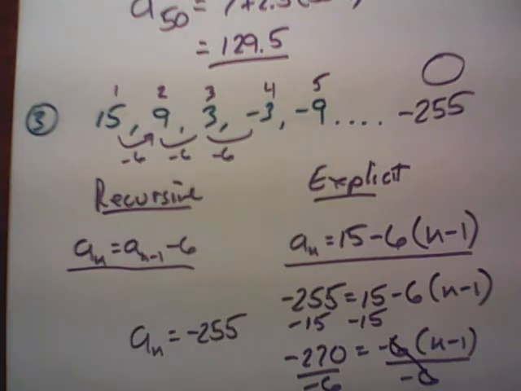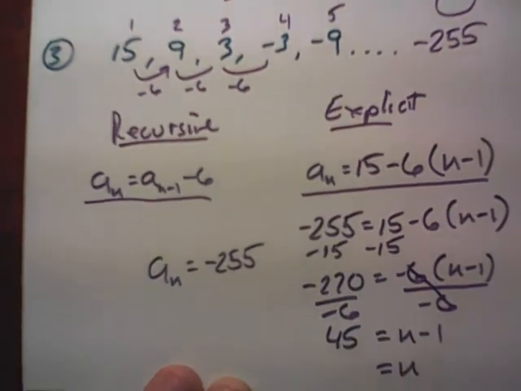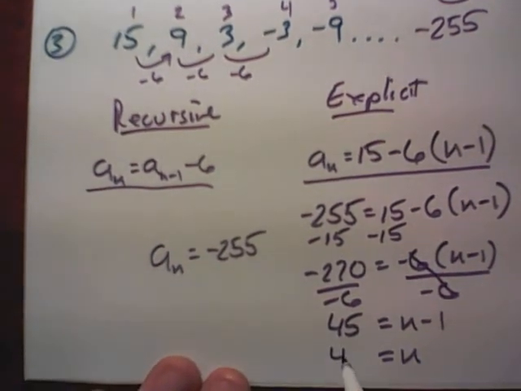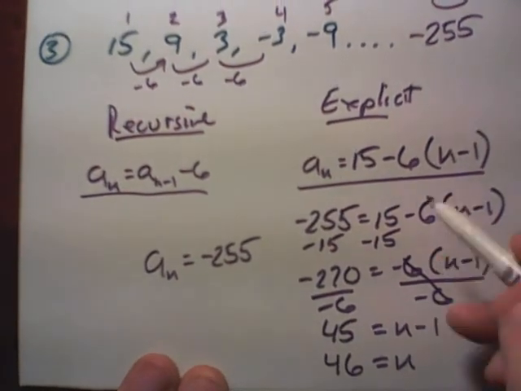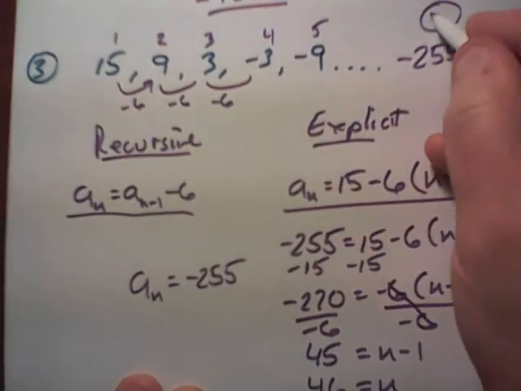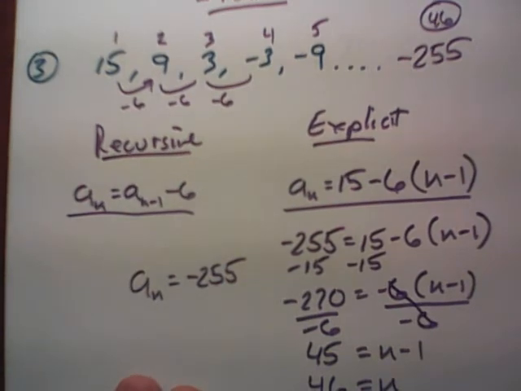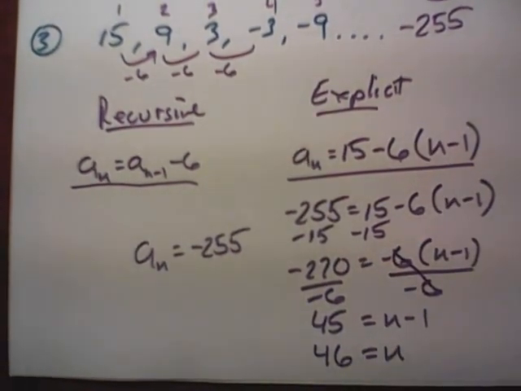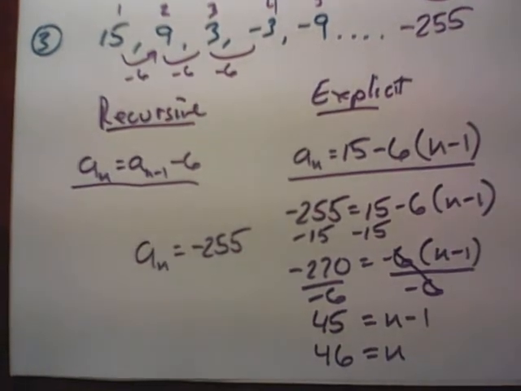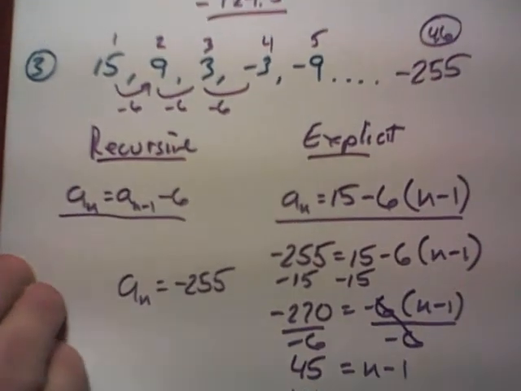I'm going to have to use my calculator here, which gives 45. Then if I add 1 to both sides, n is equal to 46. So that means that negative 255 is the 46th term of that sequence. And we use the explicit formula in order to determine that.